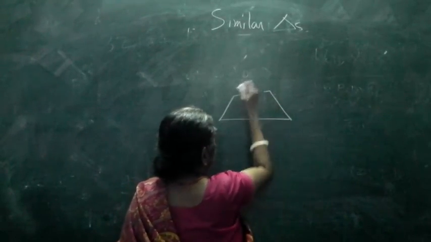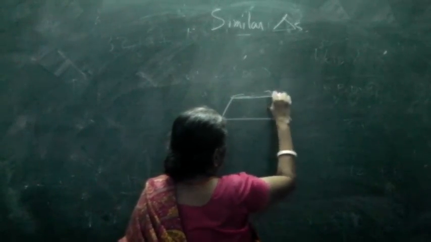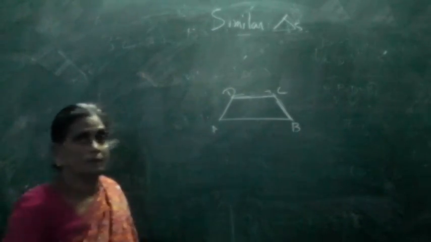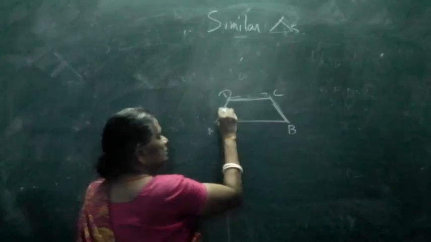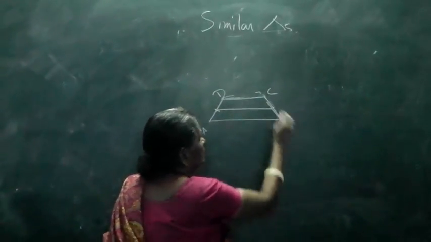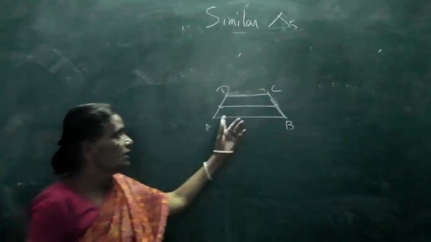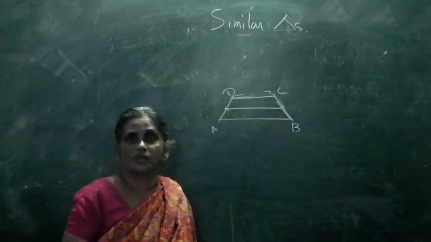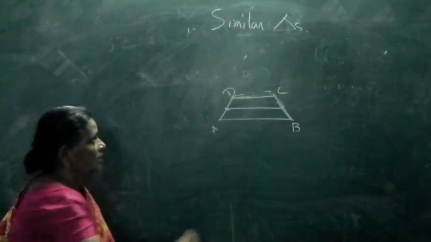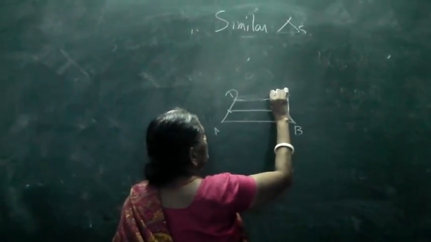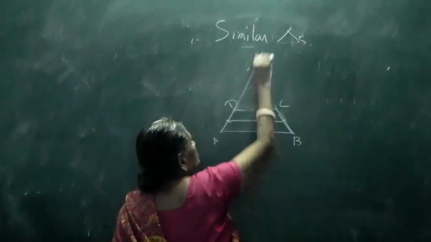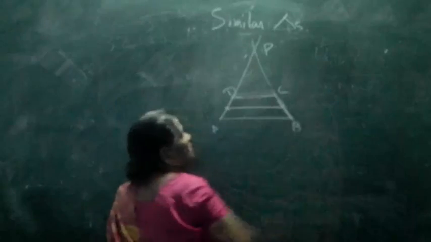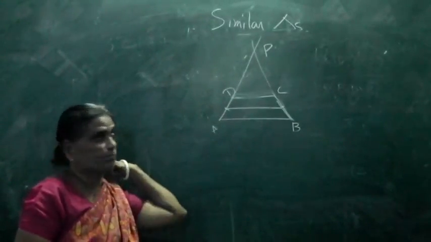ABCD is the trapezium. The line segment joining the midpoints of the non-parallel sides is parallel to the parallel sides. You are going to prove this. Now, construction: you produce this. Since they are non-parallel sides, at some point they definitely meet. Let us name the intersecting point as P.